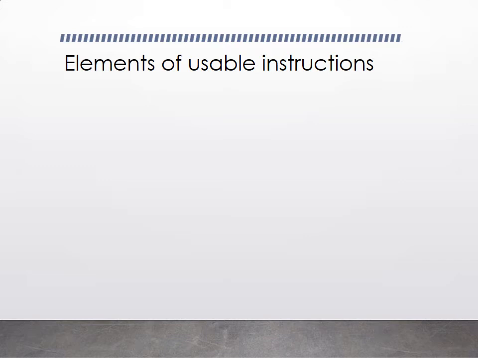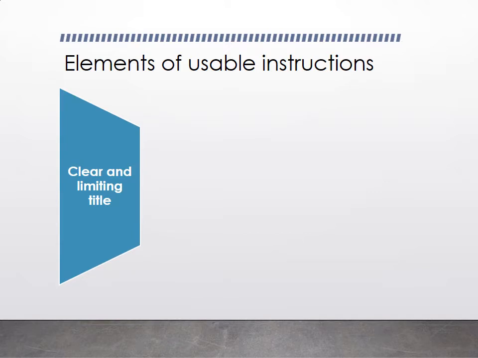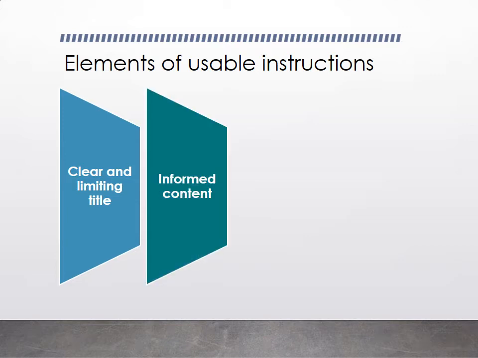While instructional media can take many different physical forms, there are certain common features that make instructions usable, which is to say makes them functional. The first of those things is to have a clear and limiting title. So the title needs to indicate the name of the process, or if this is related to a product, what's the name of the product, maybe what's the product number. It needs to be very specific so that the user of the instructions can differentiate and make sure that they're using the correct instructions for the product or process that they want to do. So the title should be very specific.